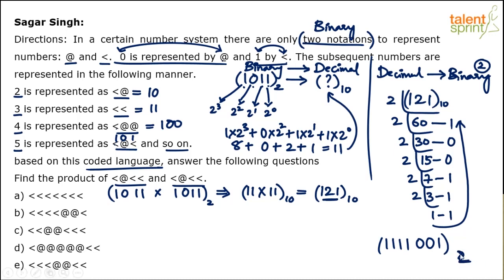You're able to follow? But again, the question was to use @ in place of 0 and less than in place of 1, right? So just replace that. So what happens? Each 1 is nothing but less than. So less than, less than, less than, less than, @, @, less than. So I think option B is what satisfies. You're able to follow?